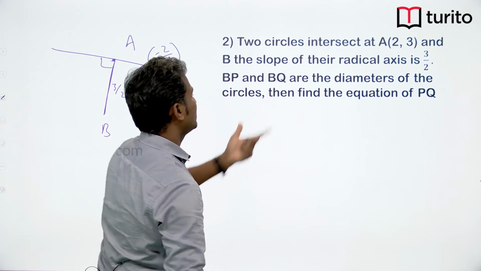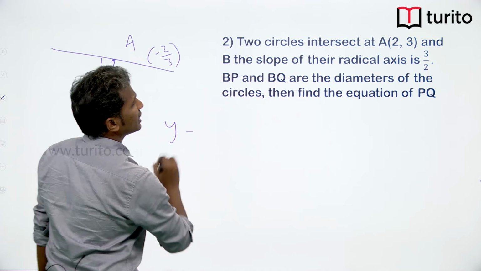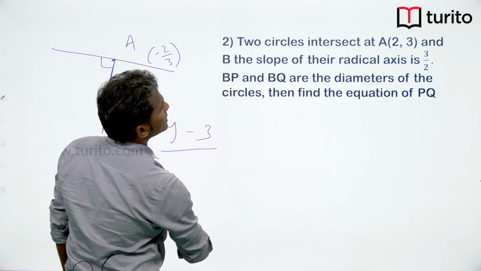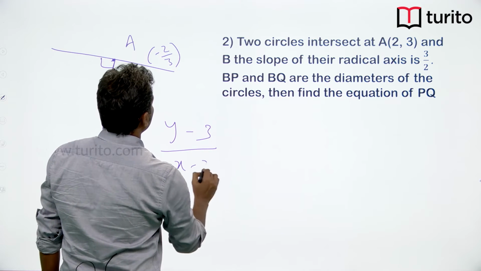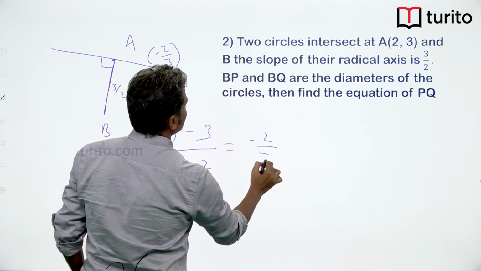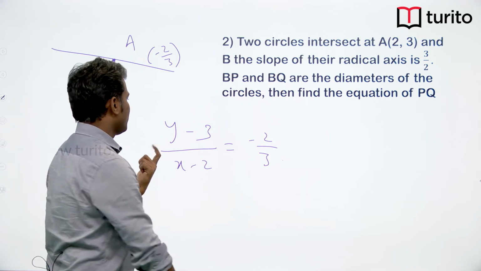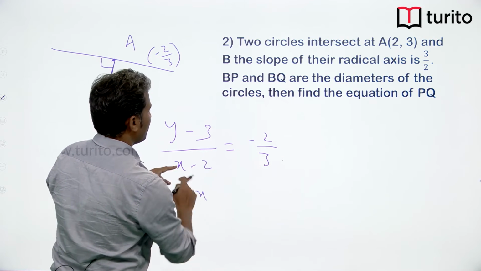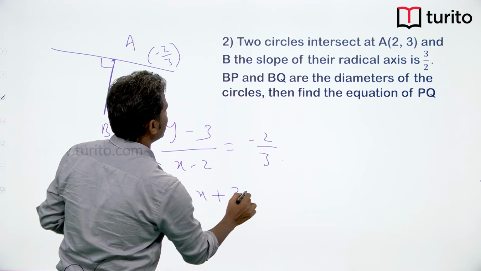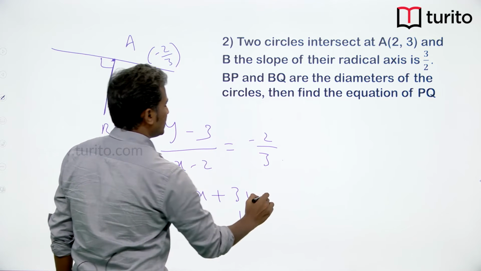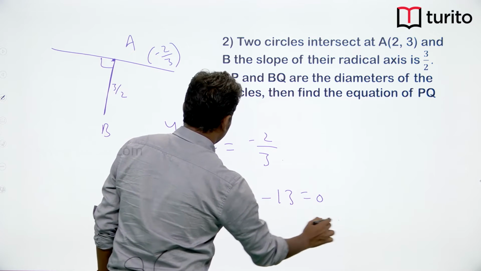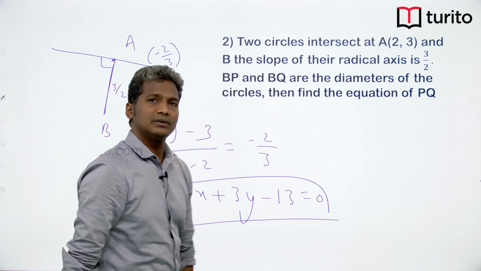And point A is given, so you can straight away get the equation of the line required. So, y minus 3 by x minus 2 is equal to the slope. Now, when you simplify this, you will get the answer. So, if we simplify this, we get something like 2x here, 3y here, 9 plus 4, 13, minus 13 equal to 0. So, this is the equation of the line required.